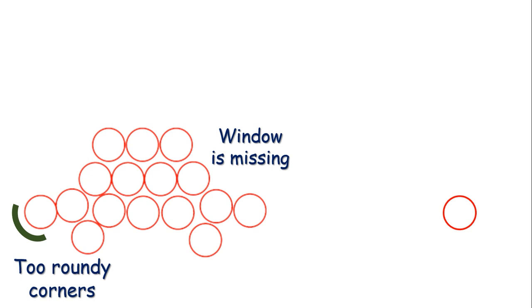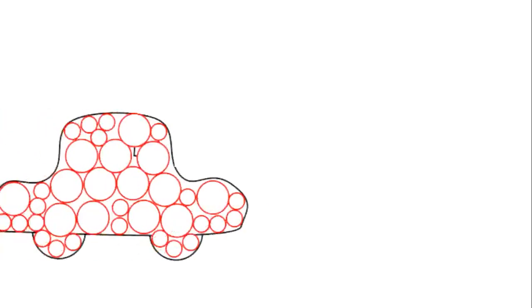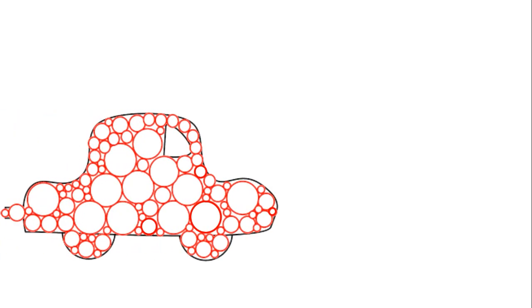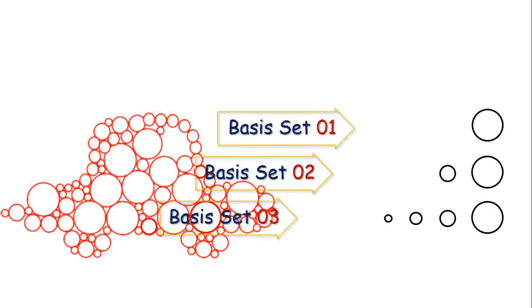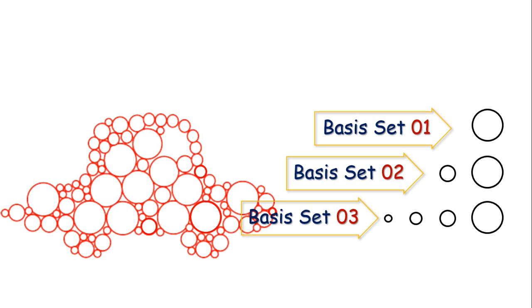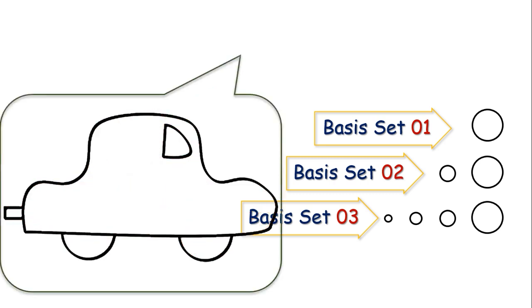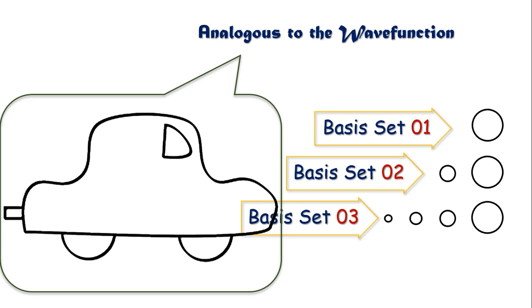Okay, no big deal. You are intelligent and you may say, well, what if I use two types of circles of different radii, of course, to describe the car? Okay, it's better now. In the next step, let's take four different circles. It's now quite a good representation of the car, right? Now these circles are called the basis sets. And the outline of the car, which we tried to represent using these circles or basis sets, we can relate to the real wave functions.